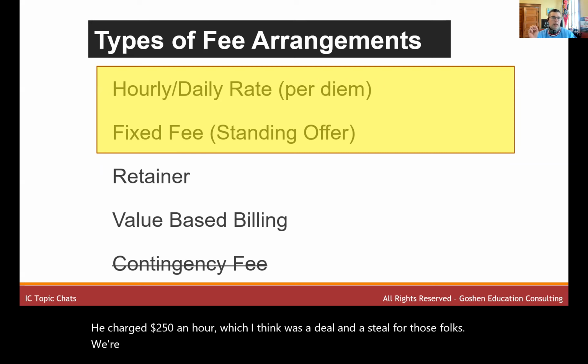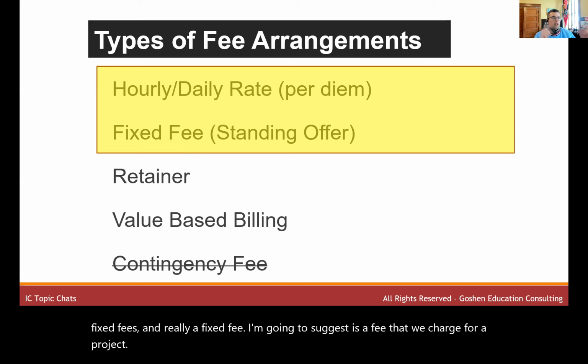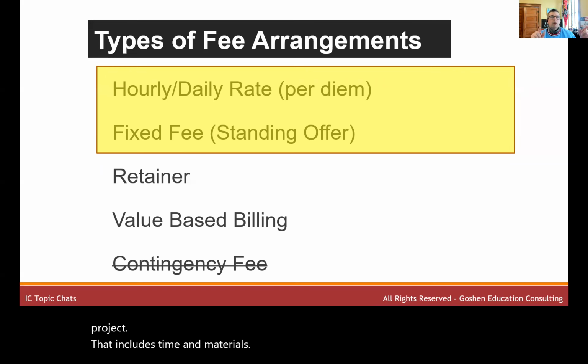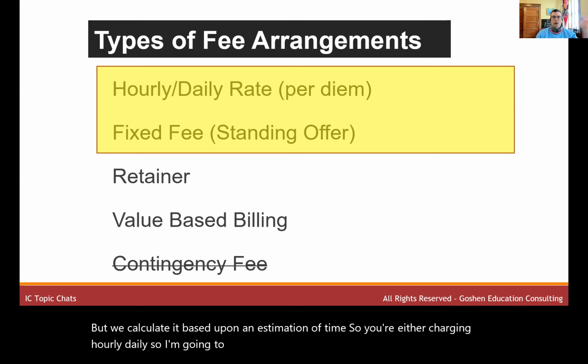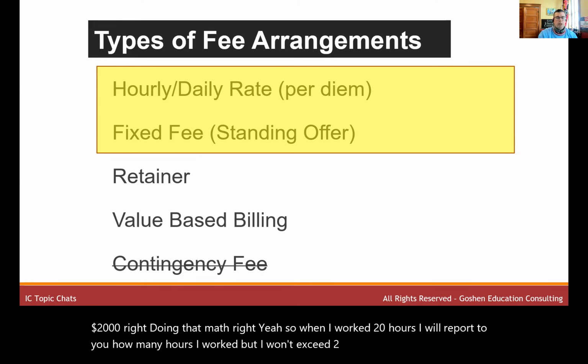We're only talking about hourly and daily rates, also known as per diems, or fixed fees. And really a fixed fee, I'm going to suggest, is a fee that we charge for a project that includes time and materials, but we calculate it based upon an estimation of time. So you're either charging hourly or daily, so I'm going to work 20 hours at $100 an hour, and that's going to be $2,000, right? Am I doing that math right? Yeah. So when I work 20 hours, I'll report to you how many hours I worked, but I won't exceed $2,000 for this short project.